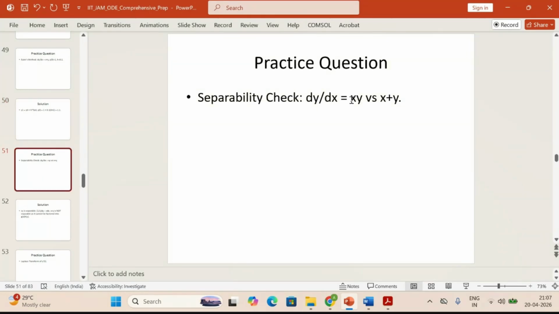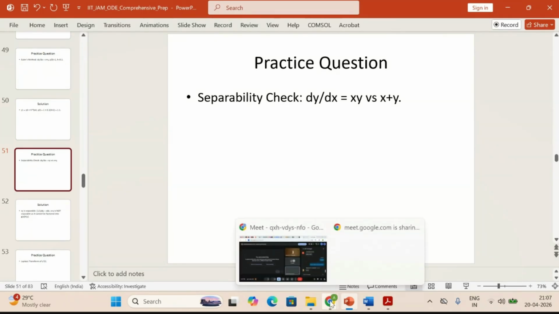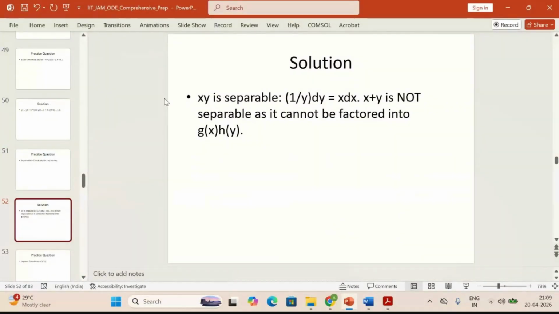The next question is separability check. dy/dx equals xy and dy/dx equals x plus y. Which one of these two equations, or both or none, can we apply separation of variables to? xy is separable, so you can write 1 over y dy equals x dx. x plus y is not separable as it cannot be factored as g(x) times h(y).